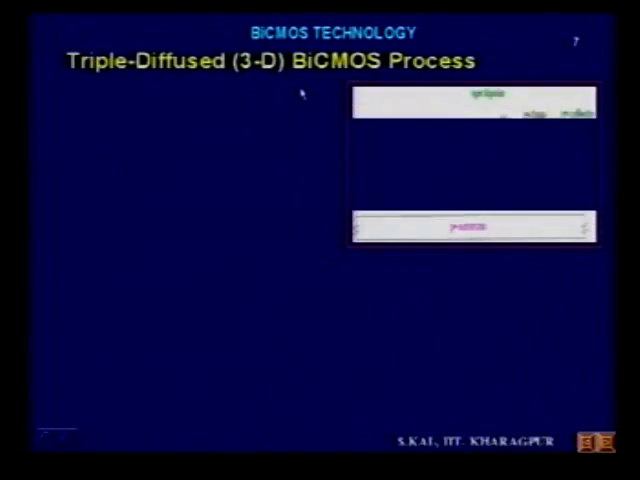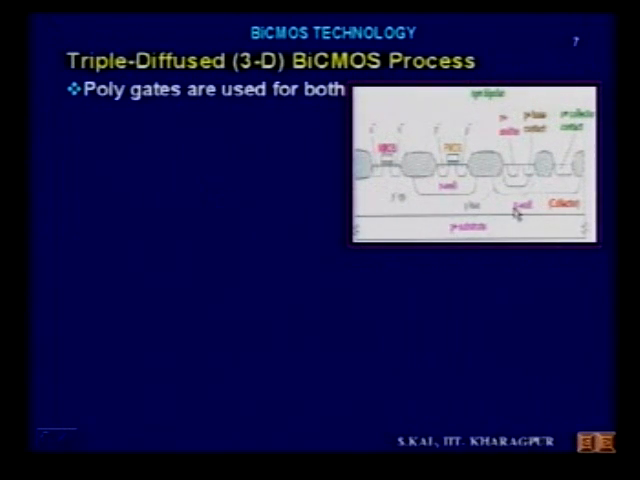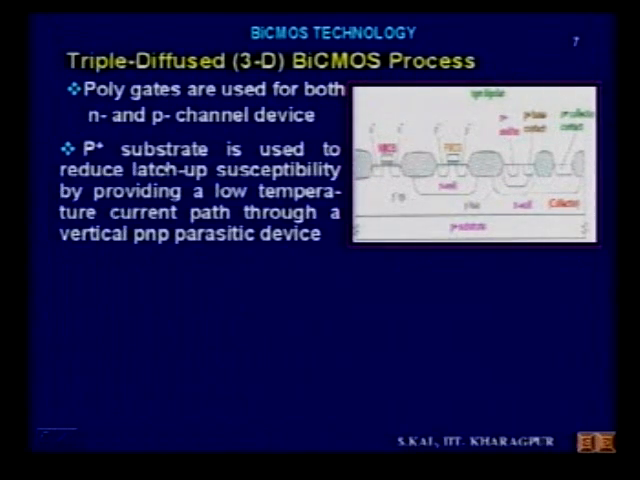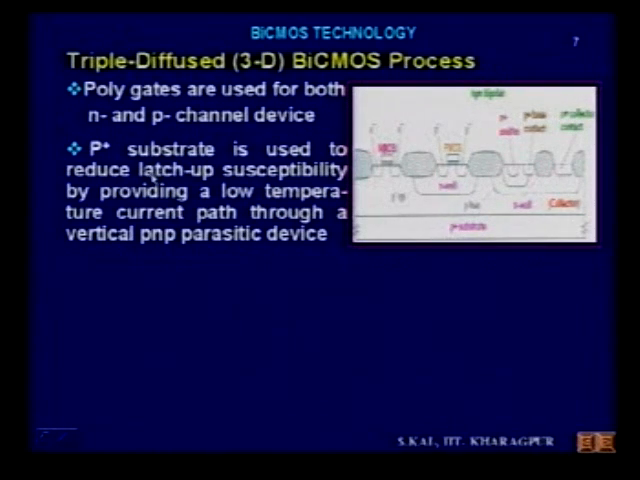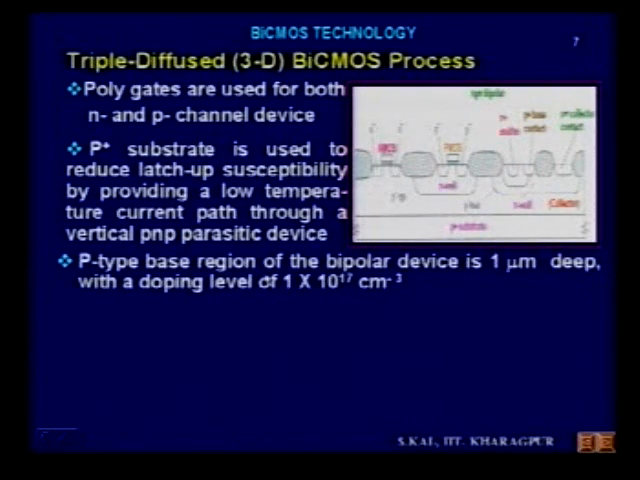Now the triple diffused 3D BiCMOS process ultimately looks like this, the same structure. Polygates are used for both N and P channel devices. This is a polysilicon gate, here NMOS and PMOS. The P plus substrate here is used to reduce latch-up susceptibility by providing a low resistance current path through a vertical PNP parasitic device. That doping level will reduce the latch-up susceptibility. The P-type base region of the bipolar device, this P base region, is 1 micron deep with a doping level of 1 into 10 to the 17 per cc.